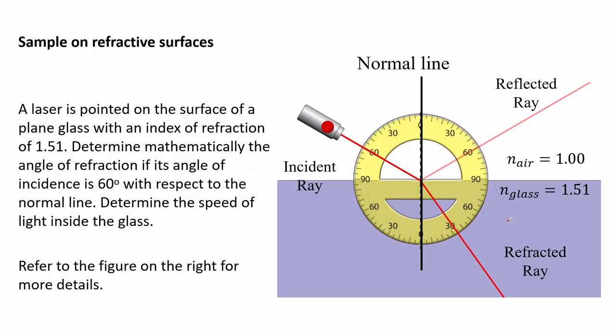Here we have a sample on refractive surfaces. A laser is pointed on the surface of a plane glass with an index of refraction of 1.51. Determine mathematically the angle of refraction if its angle of incidence is 60 degrees with respect to the normal line. Determine the speed of light inside the glass. Refer to the figure on the right for more details.